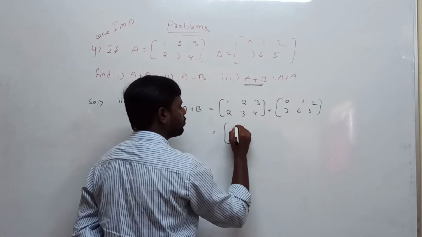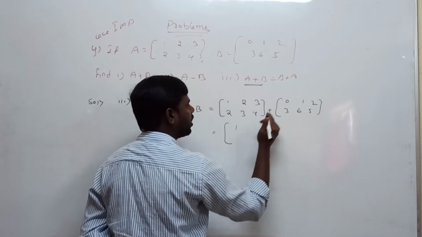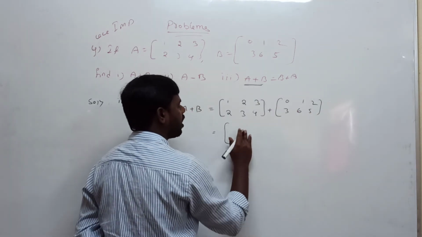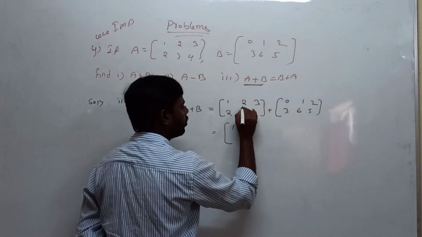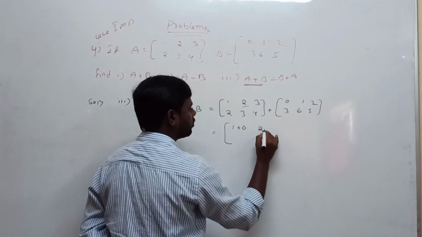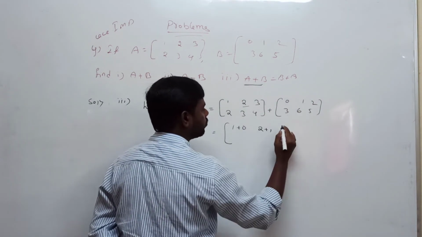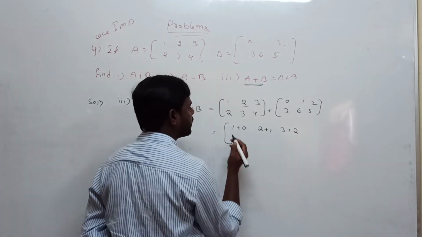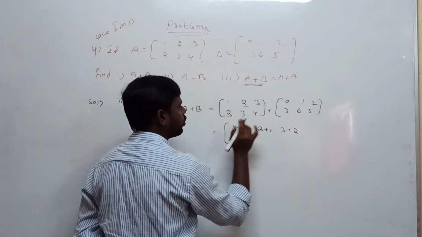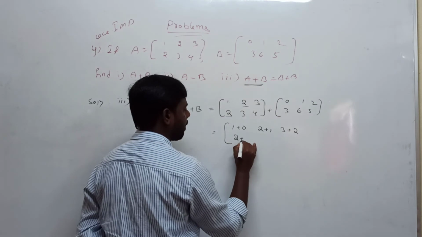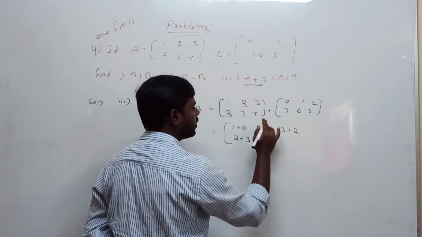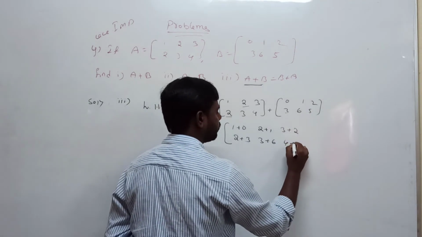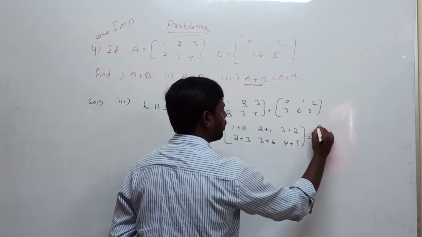1 plus 0 value is 1. 2 plus 1 value is, I am going directly, or else I can explain step by step. 1 plus 0, 2 plus 1, 3 plus 2. Next, second row, first position. 2 plus 3, 3 plus 6, 4 plus 5. So you can add the two matrices.